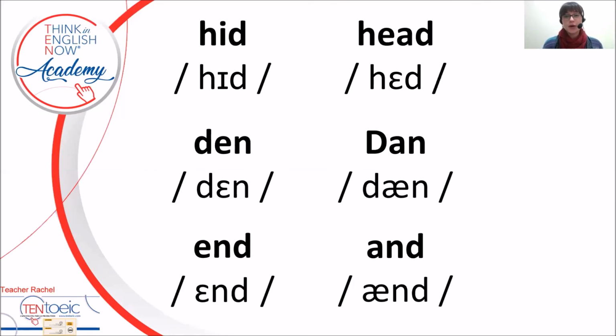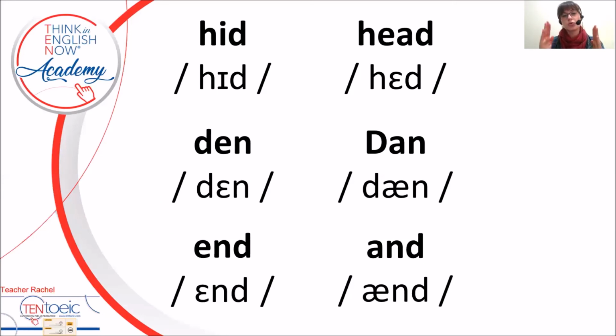Den. This is where animals live in wintertime. Maybe it's underneath rocks or in a tree. So during winter, the bear lives or sleeps in his den, where animals live. Dan. This is the name of a man. So it's a man's name. Dan. End. This is when you finish something. The end of the movie. The movie finished. The end.